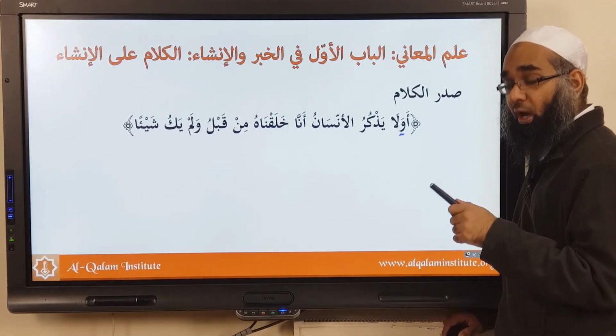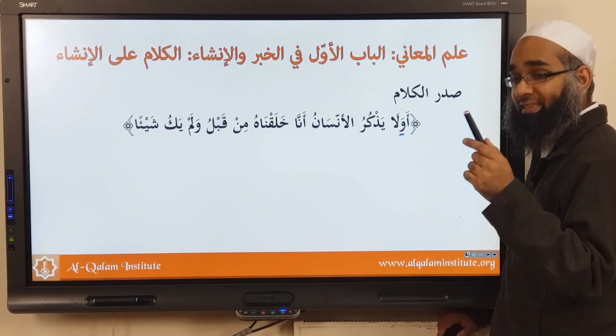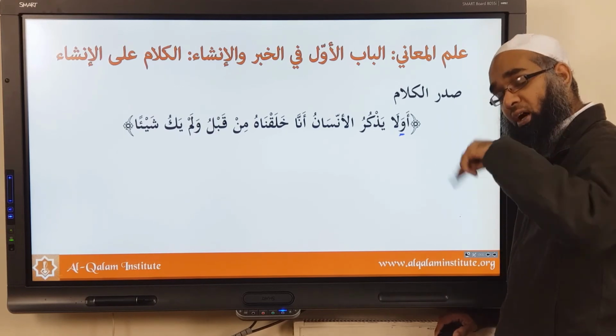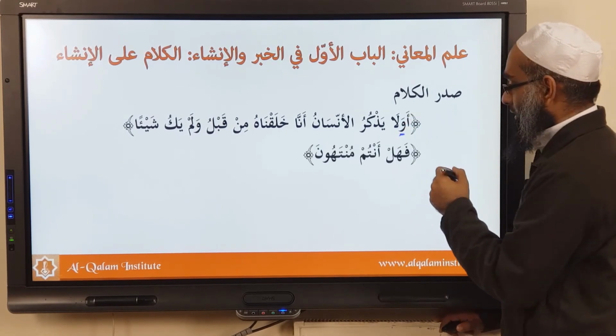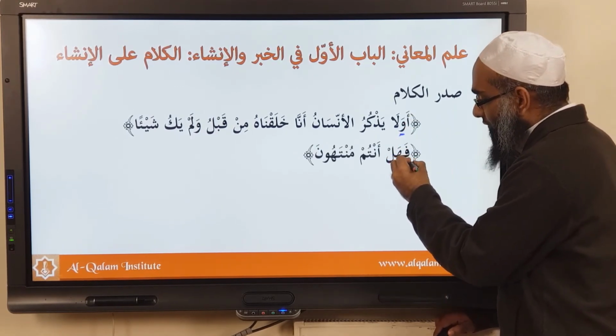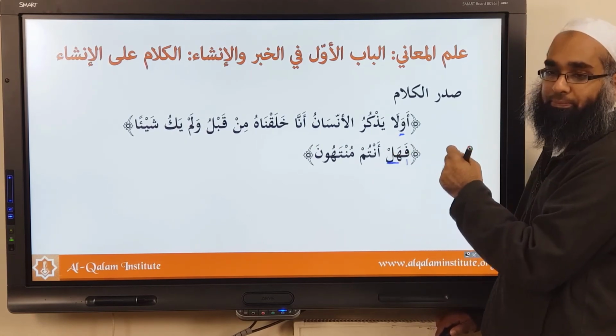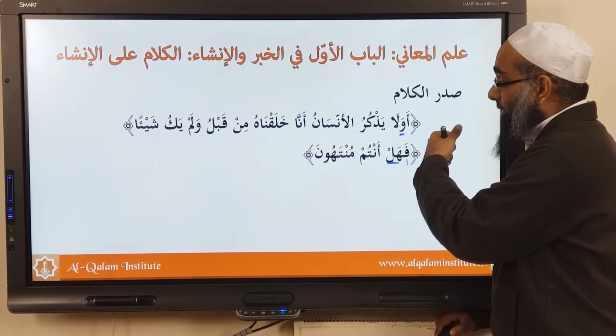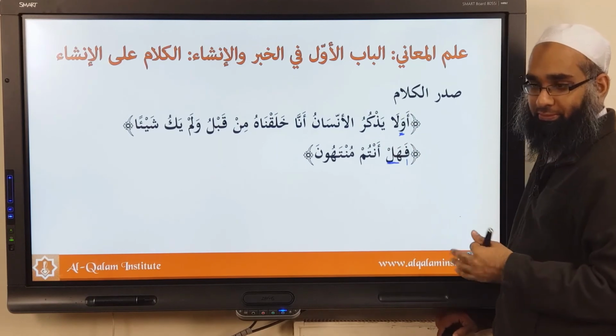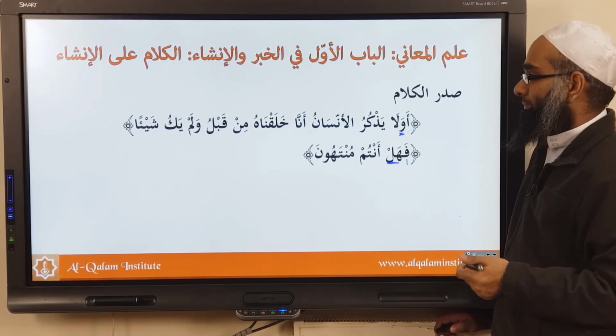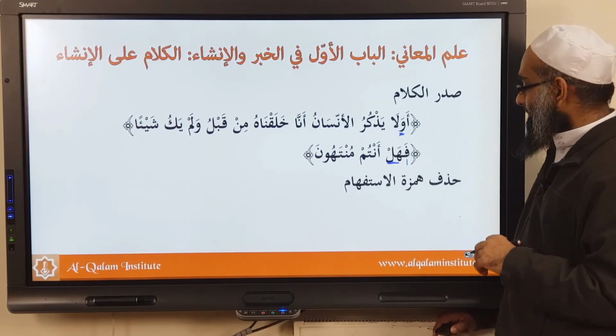The other huruf and adat of Istifham come after the Harf Atf. For example, if you have فَهَلْ أَنْتُمْ مُنْتَهُونَ, where's the Harf Atf? First, then you have the Istifham. But with Hamza, it comes even before the Atf. Do you understand? That's one specialty about Hamza.